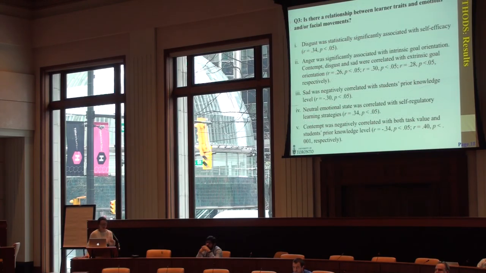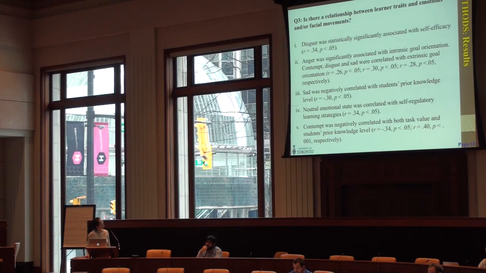For the third question, we looked at whether there is a relationship between learner's traits and emotion, or facial movements. From here, you can see disgust was significantly associated with self-efficacy. Anger was associated with intrinsic goal orientation. Contempt, disgust and sad were correlated with intrinsic goal orientation. Sad was negatively correlated with student prior knowledge.